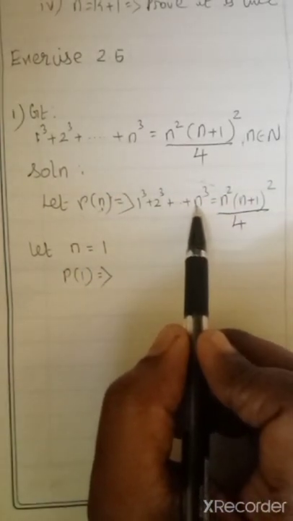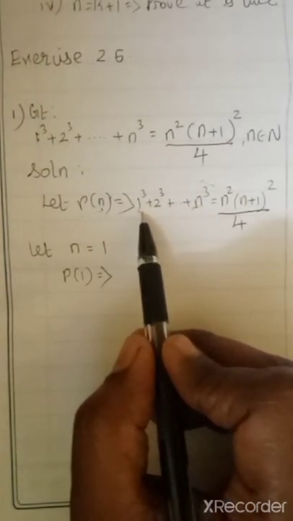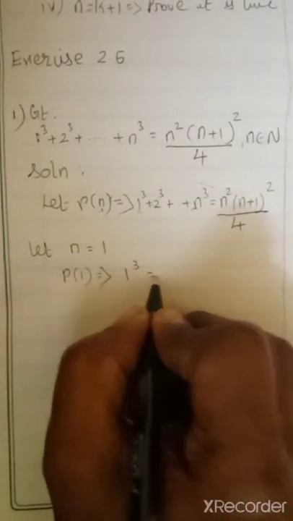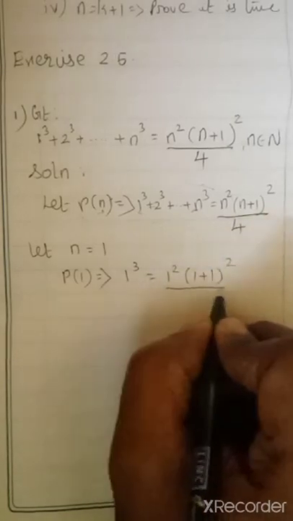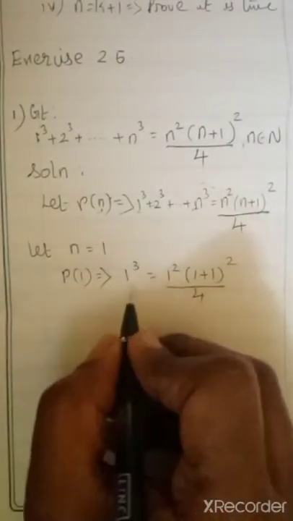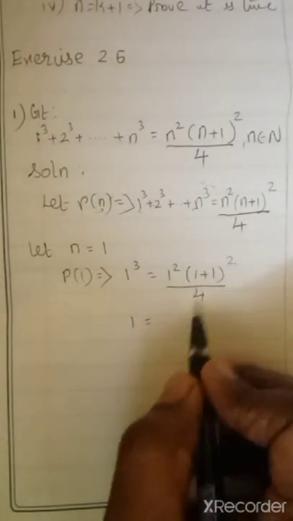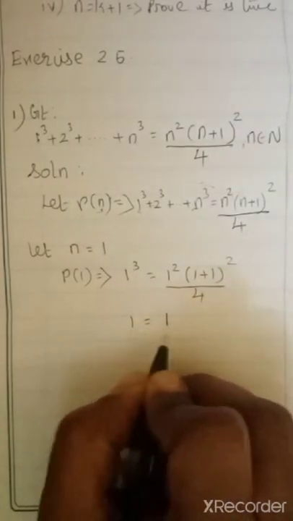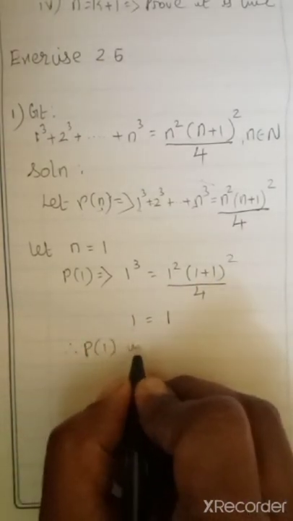When you take n equal to 1, what is the answer? 1 cube. So we can stop with the first term only, because n equal to 1, now only one term. Correct? So 1 cube equal to, instead of n, what we have to substitute? 1. So 1 square, 1 plus 1 the whole square divided by 4. Correct? Next, 1 cube is 1. 1 plus 1, 2. 2 2s are 4. 4 will get cancelled. The remaining is 1. So left hand side and right hand side are one and the same? Yes. Therefore, P of 1 is true.